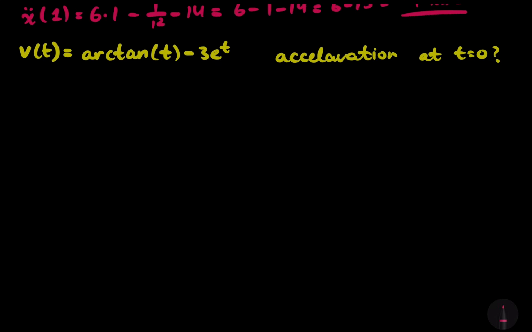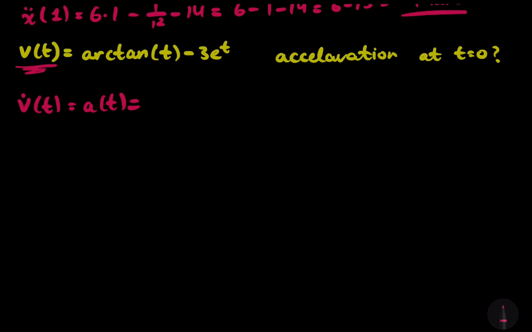We're given the velocity as a function of time, v of t. It's given by this lovely expression over here. And they're asking for the acceleration at time t equals 0. So this is the initial acceleration, if you will. We know that we can take the derivative of velocity with respect to time, and that will give us the acceleration, right? So that's going to be equal to a of t.